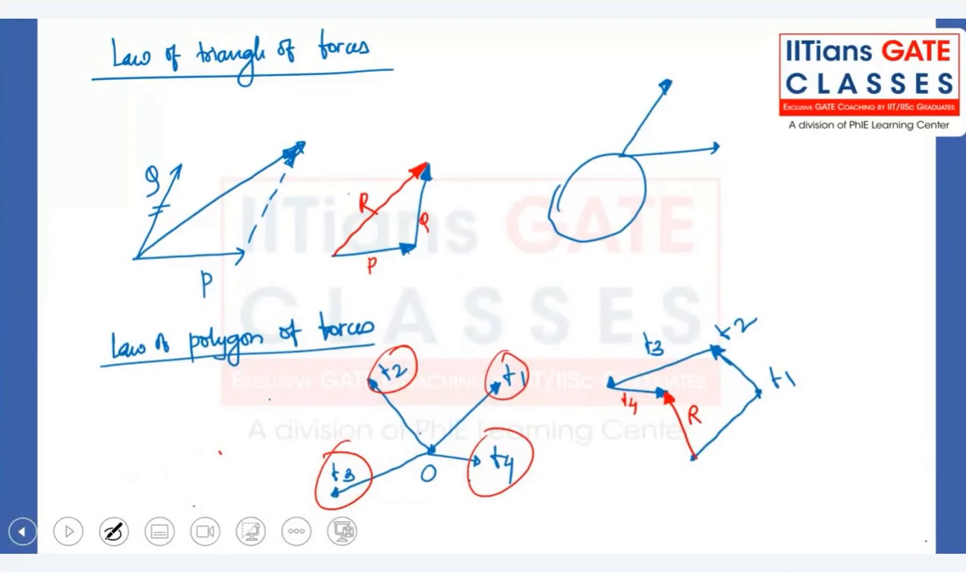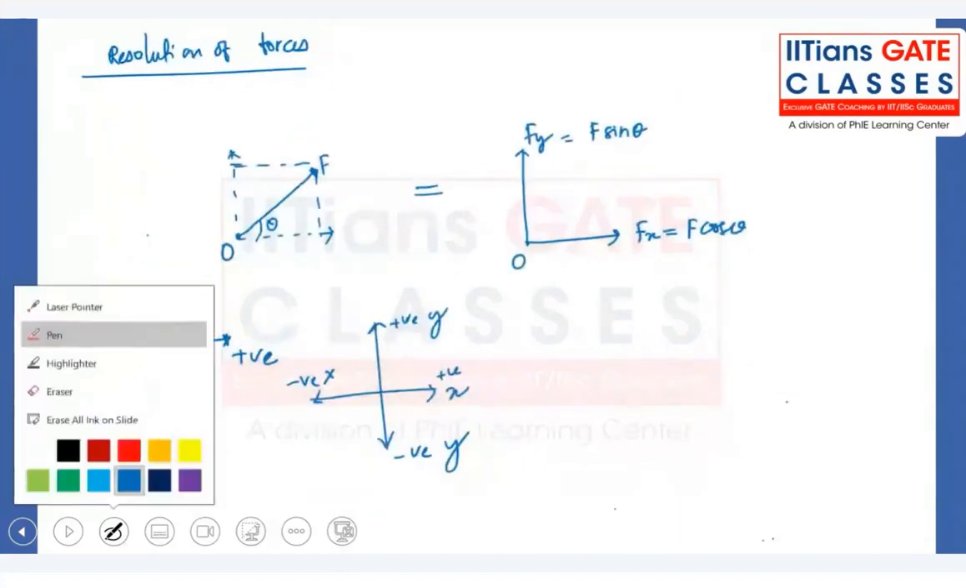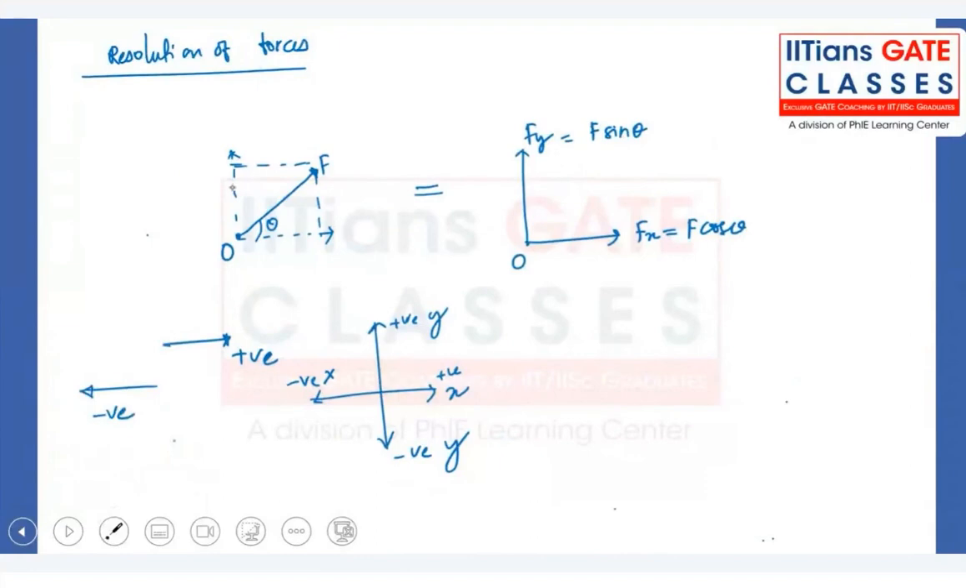Next point is resolution of forces. Write down the heading: resolution of forces. So suppose you have a force F which is acting on a body at point O, you can resolve that force into two components. Resolving means splitting or subdividing the force into two components without changing the effect on the body.